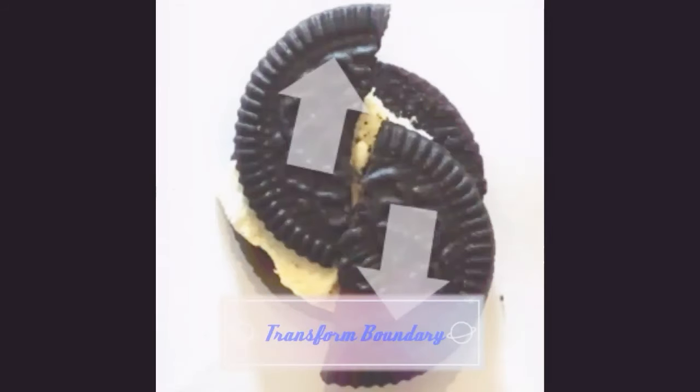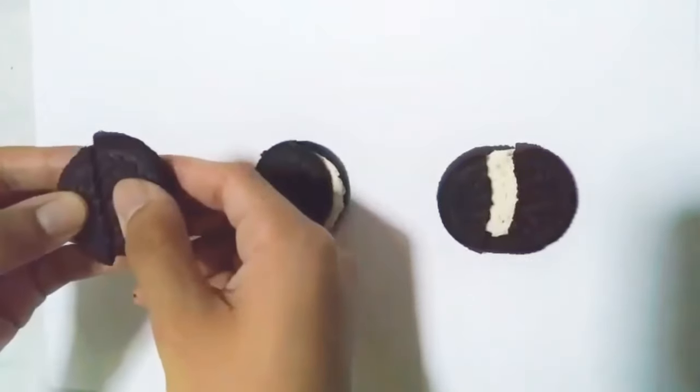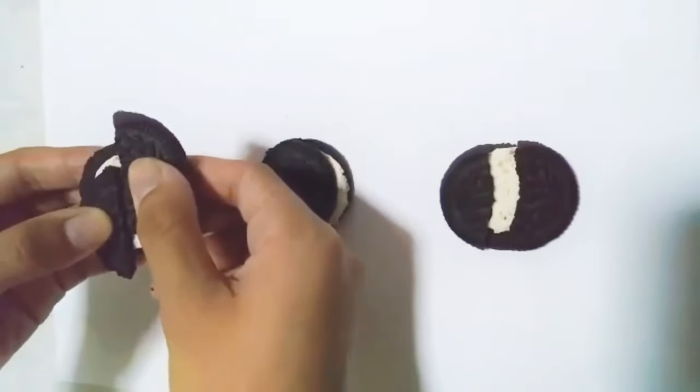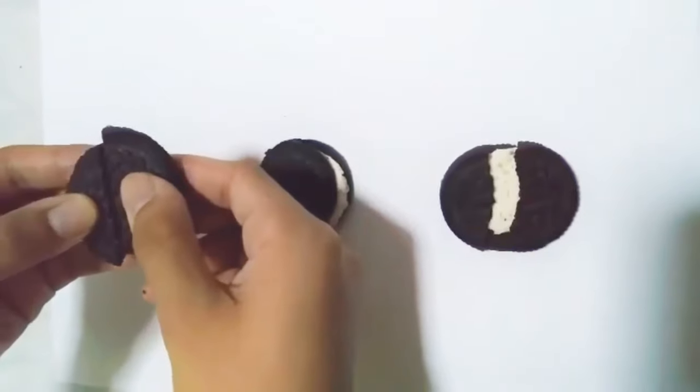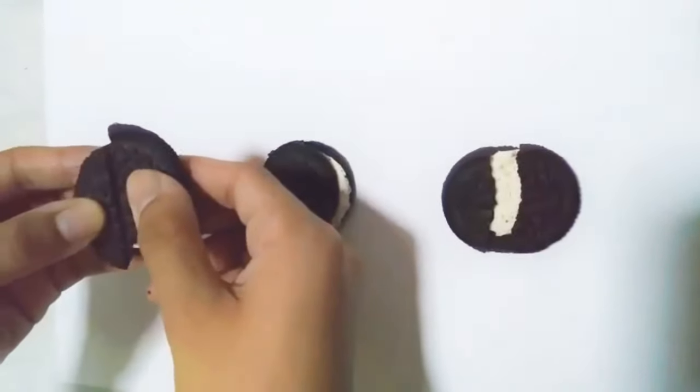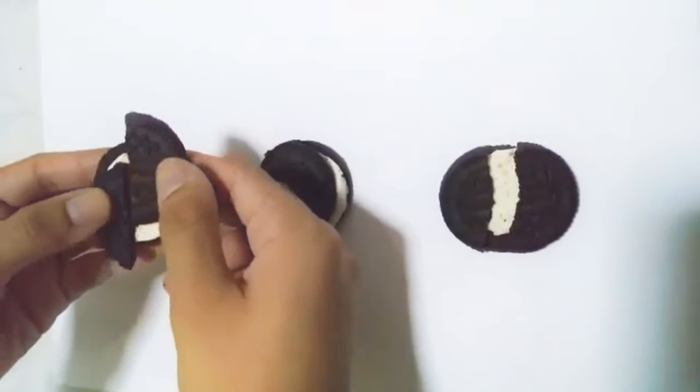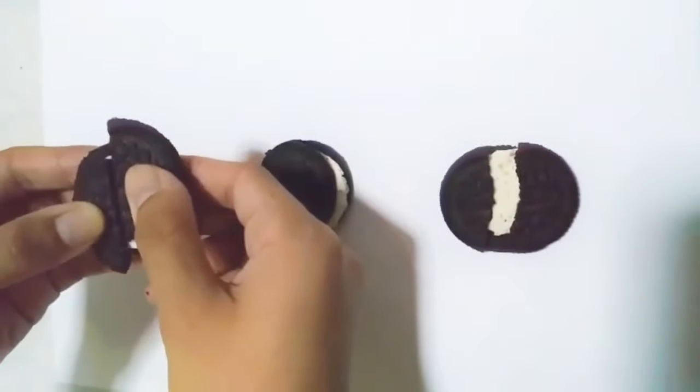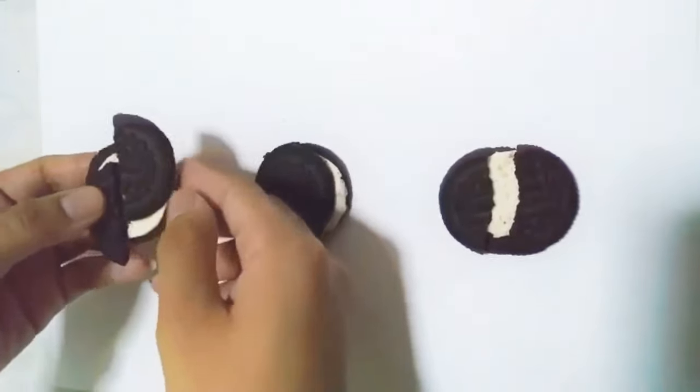Transform boundaries. A transform boundary or conservative boundary is where two tectonic plates slide past each other horizontally. And when it happens, the scraping of the two plates causes earthquakes. In this type of plate boundary, the crust is deformed or fractured.